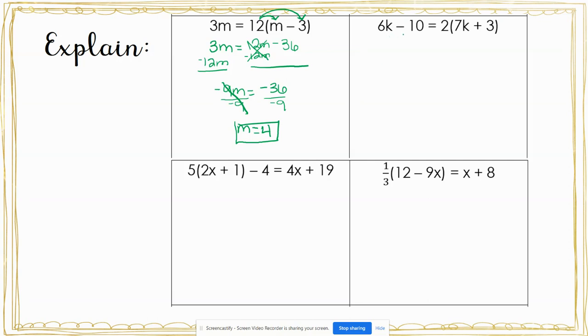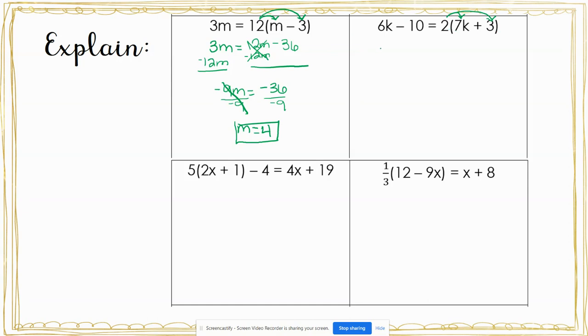Next, I have 6k minus 10 equals 2 times 7k plus 3. Well, on the left side of my equation, I see that I have nothing that can be simplified. But on the right side of my equation, I see that I actually need to use the distributive property before I can start working. So I'm going to multiply 2 times 7k and 2 times 3.